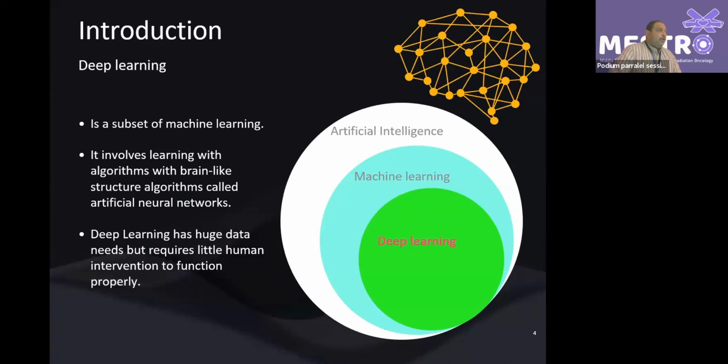A subset of machine learning is deep learning. It involves learning with brain-like structured algorithms called artificial neural networks. Deep learning has a huge data need. It requires a lot of data, but requires little human intervention to function properly.